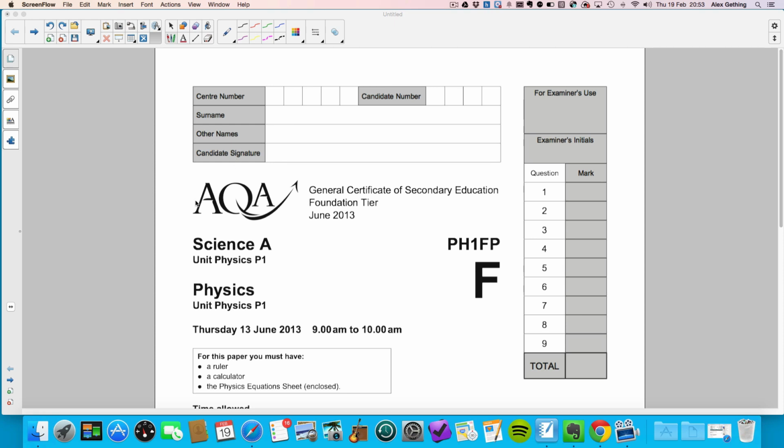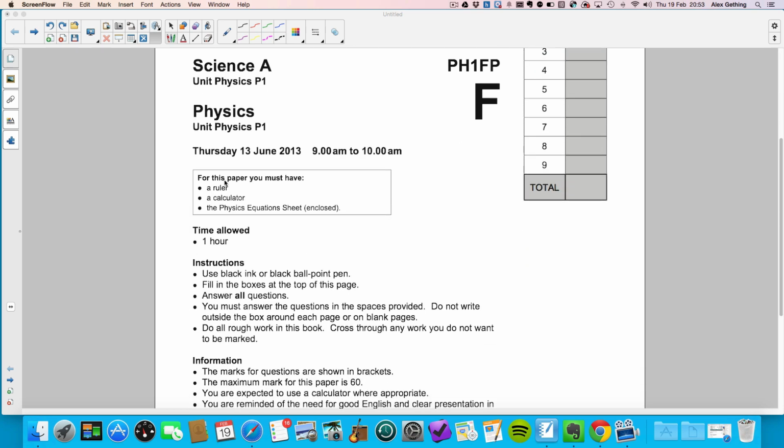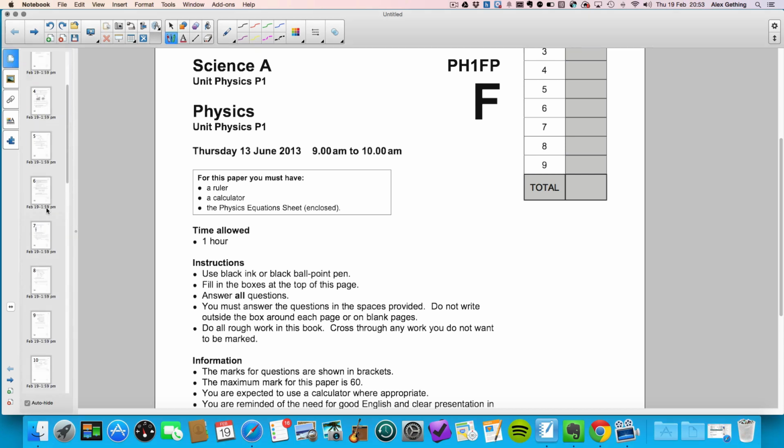Okay, this is the AQA Science Physics Unit 1 past paper from June 2013. We're going to work our way through this, 9 questions in total. You will need a calculator, you will need a ruler. The equation sheet, I'll just show you that very quickly, which we may refer to at some point.